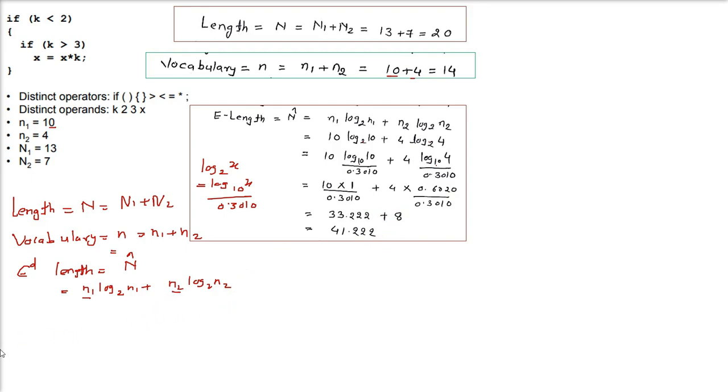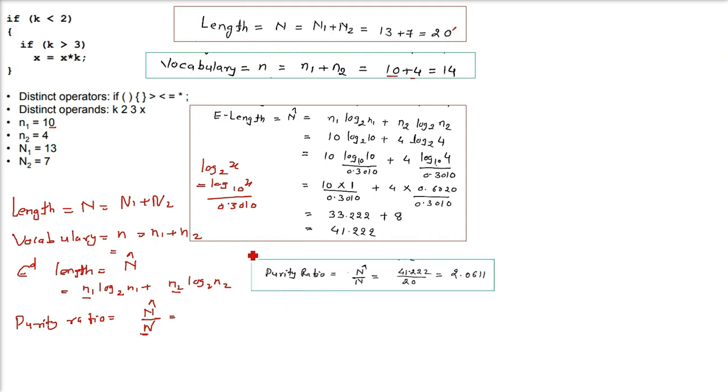Next thing will be the purity ratio. Purity ratio will be this N cap which we have just calculated, the estimated length, divided by capital N. N cap was 41.222, and capital N is 20. So this is the computation. Purity ratio is 2.0611.